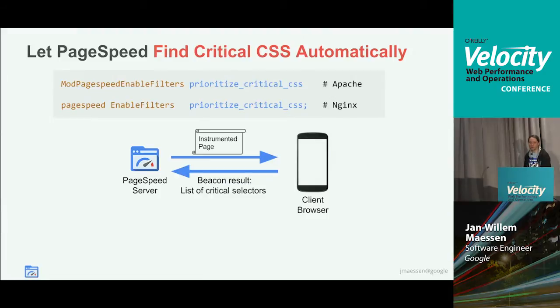Finally, you could use a tool like Mod PageSpeed or Nginx PageSpeed to find the critical CSS automatically on your page. It's very simple. You just turn on this prioritize critical CSS. Now, the way this actually works is your PageSpeed server doesn't actually know which CSS is critical on the page until it's actually been rendered in a client browser. So what it does is it sends an instrumented page to clients of your site. And your clients send back a list of the critical selectors in your CSS file, and PageSpeed then uses that to decide which CSS to include inline on your page.